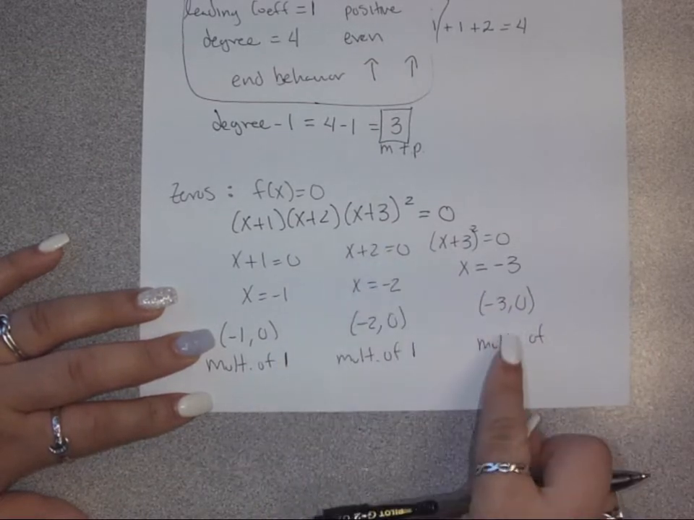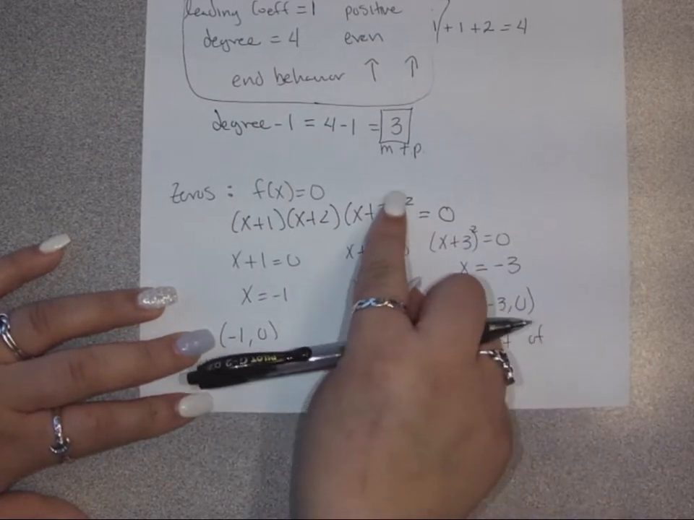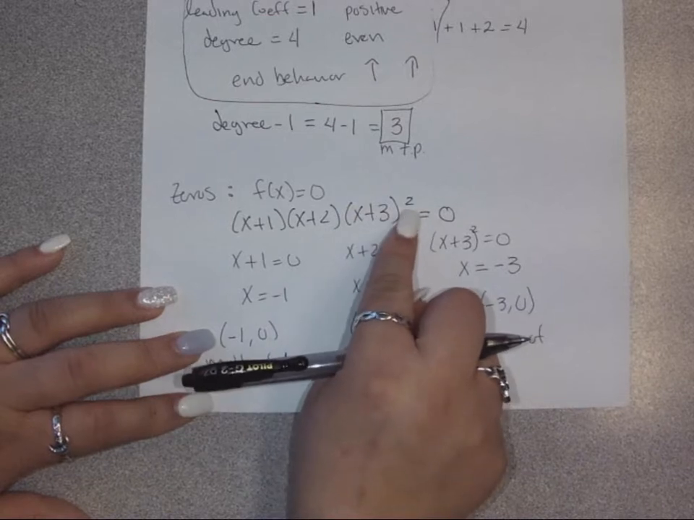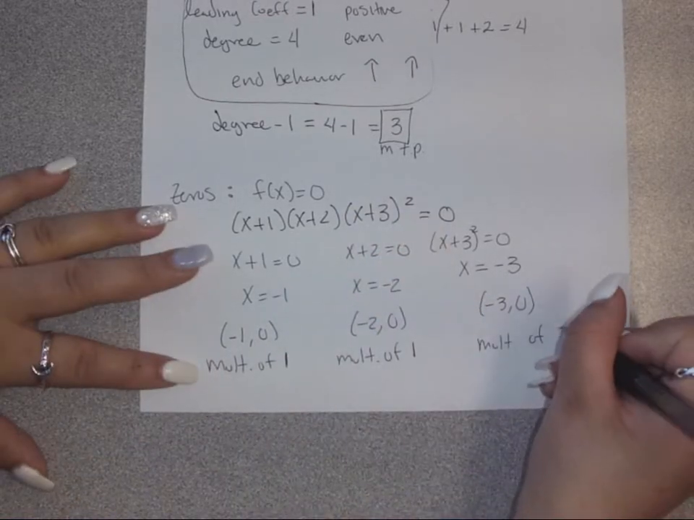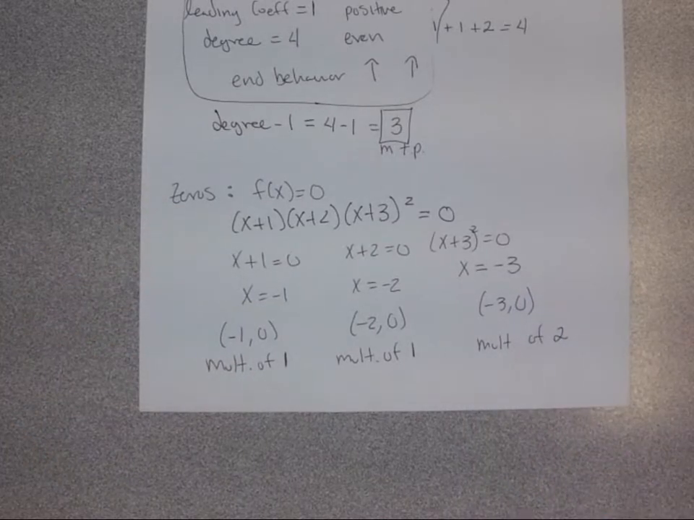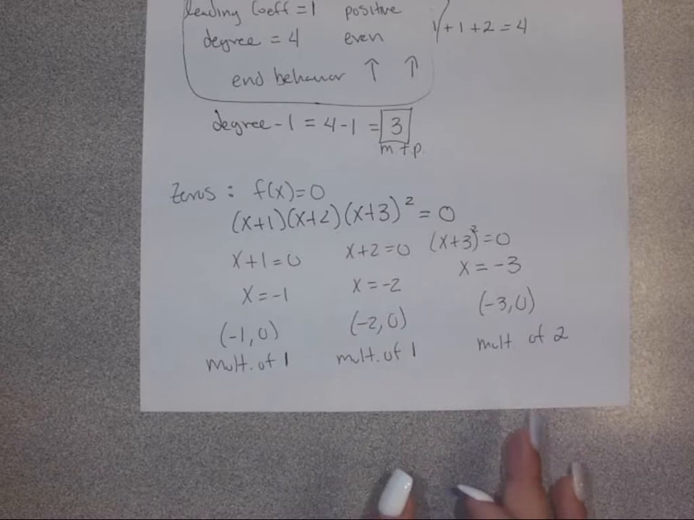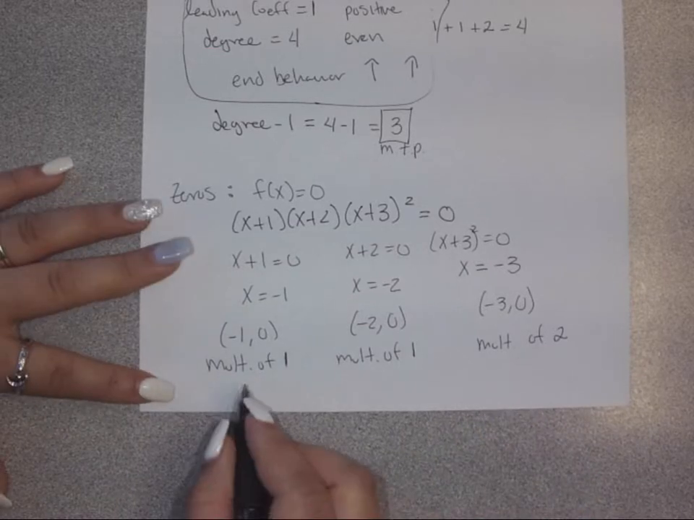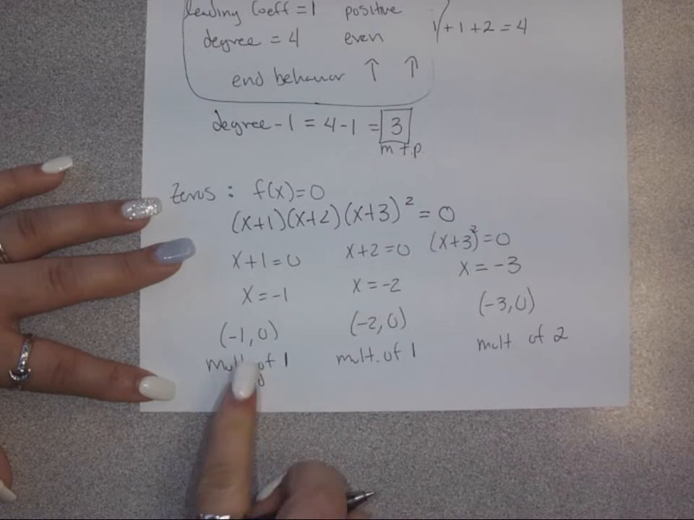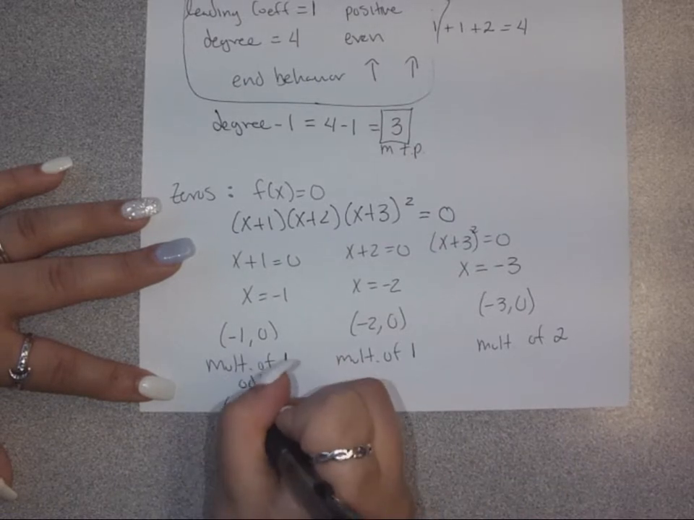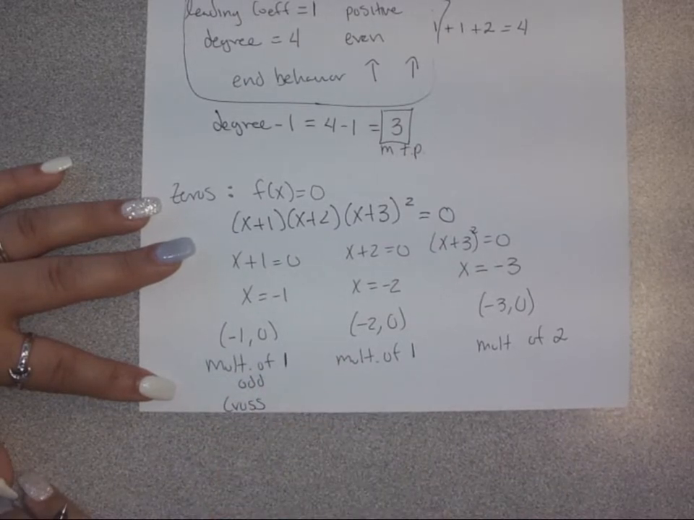Same here. This solution came from this factor. If you look at this factor, because it's being squared, the factor is happening twice, so it has a multiplicity of 2. Then you have to identify whether your multiplicity is an even or odd number. In this case, we're dealing with an odd number. So odd multiplicities are those multiplicities that are going to cross.